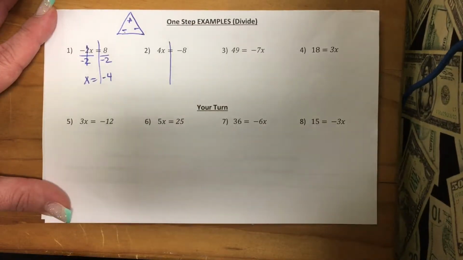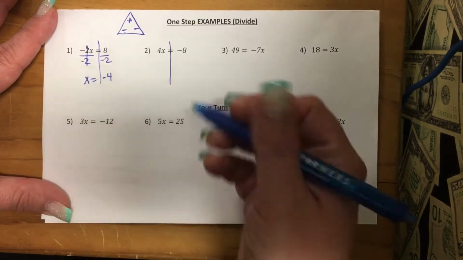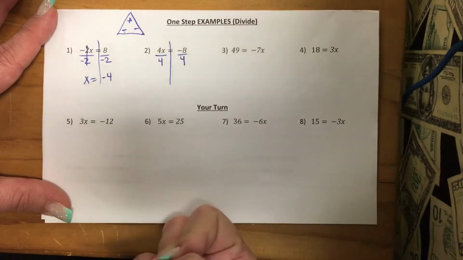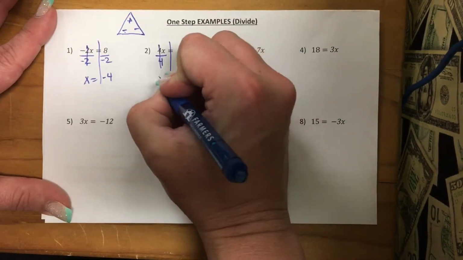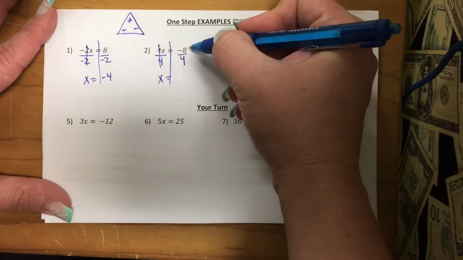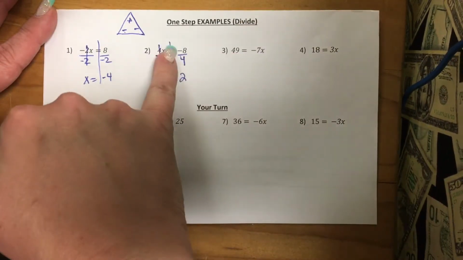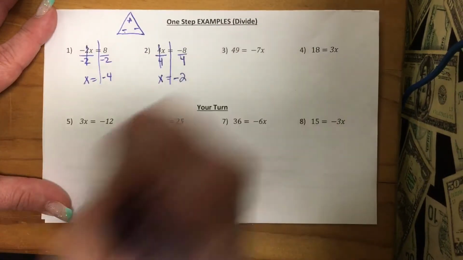All right, next example, divide your equation in half. I need to undo this multiplying by 4. So the opposite of that is to divide by 4. All right, I do that because that divides to be 1x. And -8 divided by 4 is going to be 2. And then I have a negative and a positive, so I cover that up, and I get a -2.